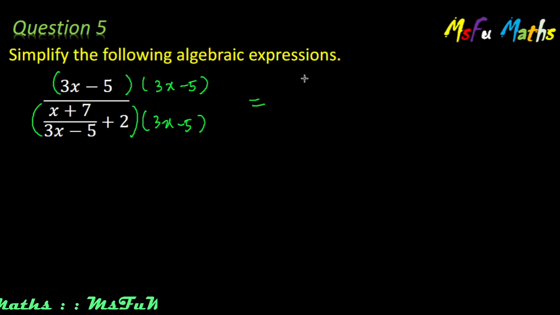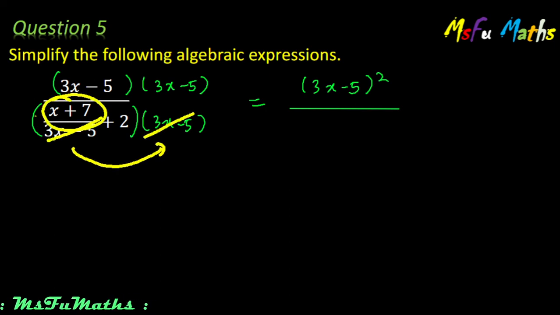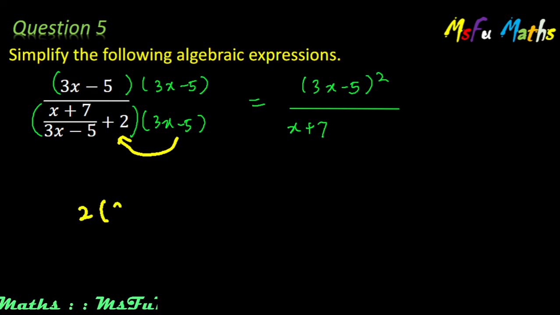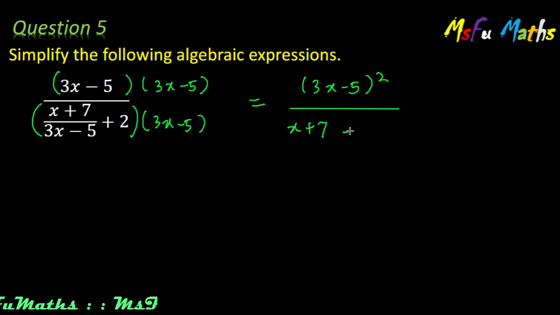So what we get here is 3x minus 5 squared over, now this one, this times this, you can cancel, right? What remains here is x plus 7. So we write there x plus 7. Is that okay? For this times this one, cut this. For this times this, what you get is 3x minus 5, so when you expand, you get 6x minus 10. So I write here plus 6x minus 10.